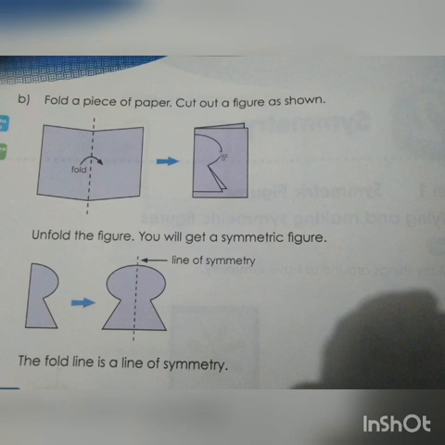We call this the line of symmetry. The fold line is a line of symmetry. If you open the cut outline paper, then we will get equal parts on both sides. The folded line between the two equal parts of the shape is called a line of symmetry.